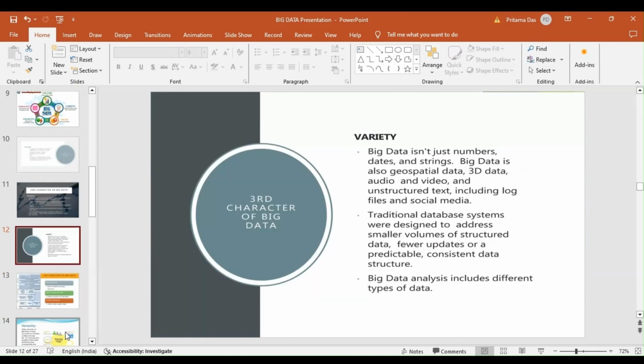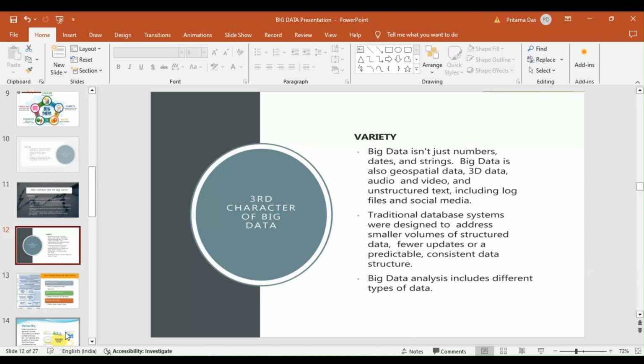So the next characteristic is variety. Big data is not just numbers, dates, and strings. Big data is also geospatial data, 3D data, audio and video, and unstructured data, text, including log files and social media. Traditional database systems were designed to address a smaller volume of structured data, fewer updates, or a predictable, consistent data structure. So, big data analysis includes different types of data.